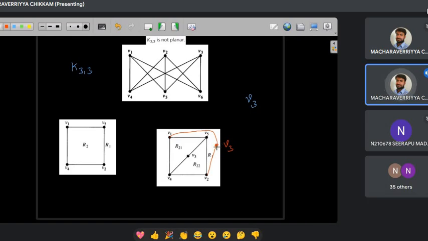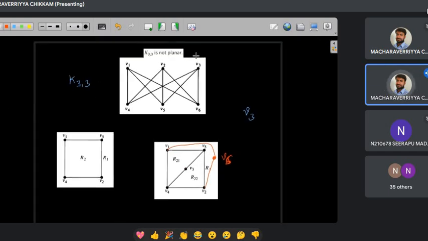Why? Because, sorry, this is V6. This V6 is outside and V3 is inside. So you have to come out of this rectangle by crossing at least one of the edges. So this way we can show that this K3,3 is a non-planar graph. It's not planar. So we can use this region technique to show that some graph is non-planar.